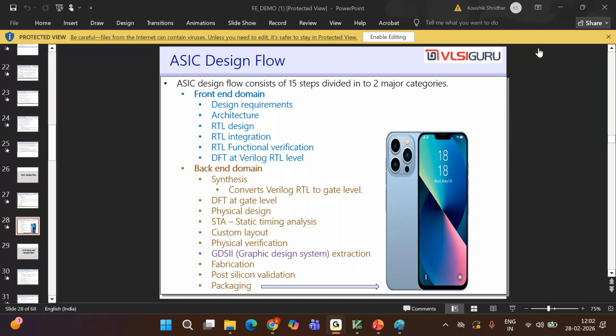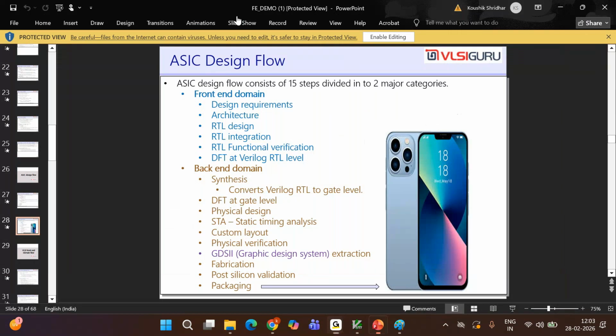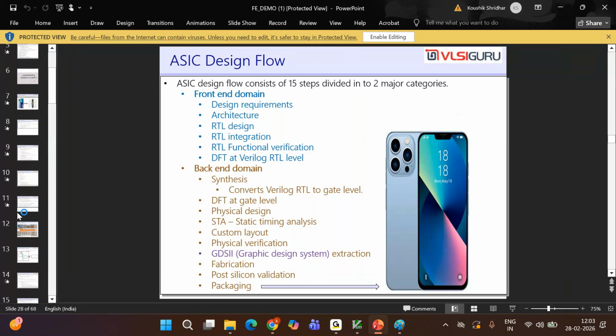Sir, I couldn't understand the RTL concept. Can you please elaborate? Just RTL. What's the work of RTL in ASIC? What is the purpose of an RTL? Okay. See here.